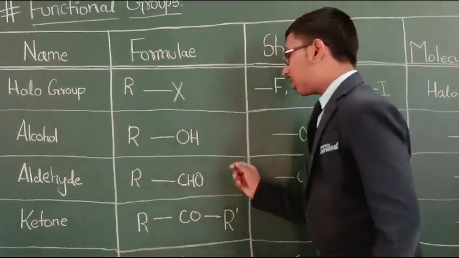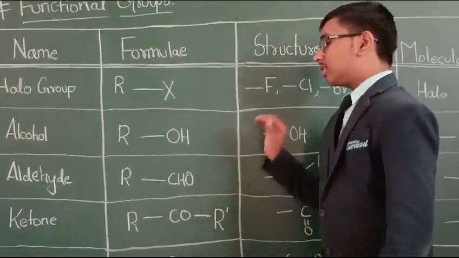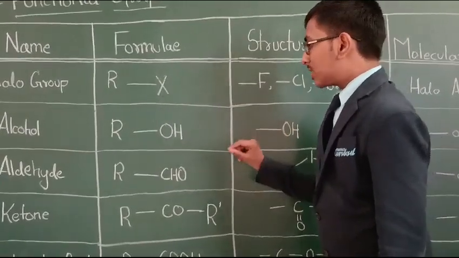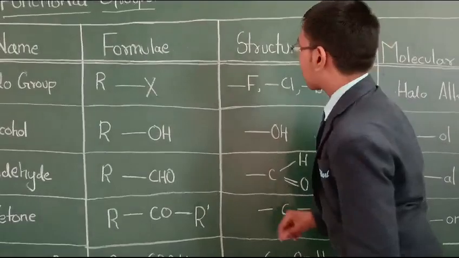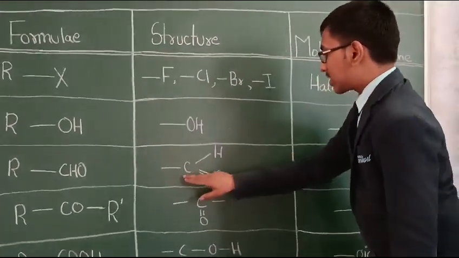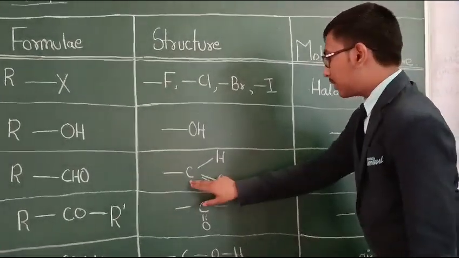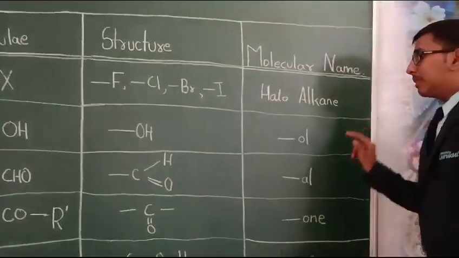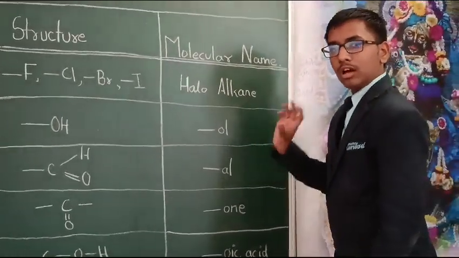Now let's move on to our third functional group, that is the aldehyde. The formula for aldehyde is R single bond CHO. Here the first or the last carbon of the alkyl group consists of a double bond O and a single bond H atom. The structure for the aldehyde group is, as you can see here, a single bond C, single bond H and double bond O. The carbon can be either the last or the first carbon. The molecular name for the aldehyde has Al attached as a suffix to the alkane.